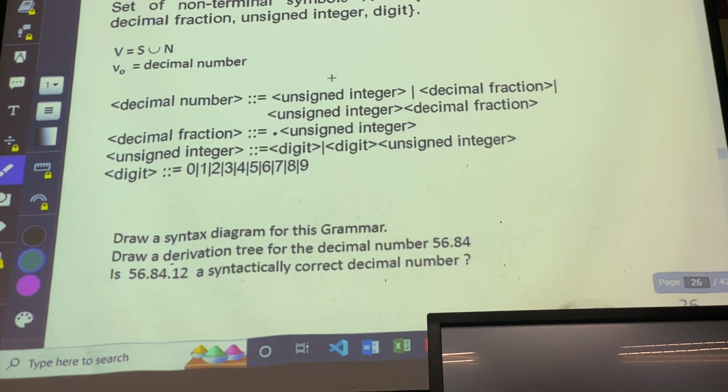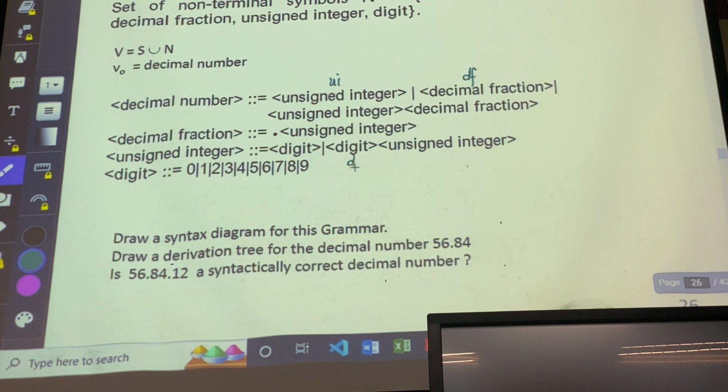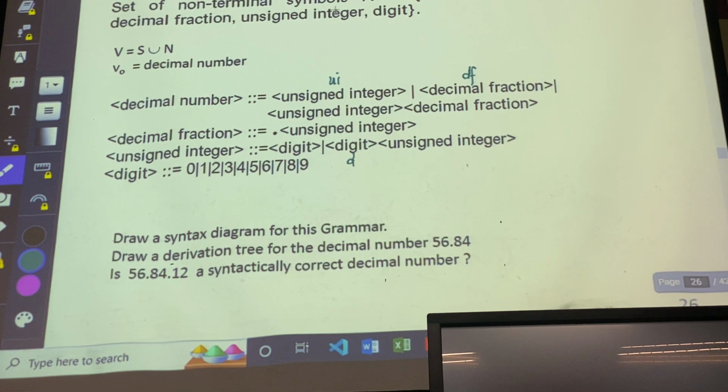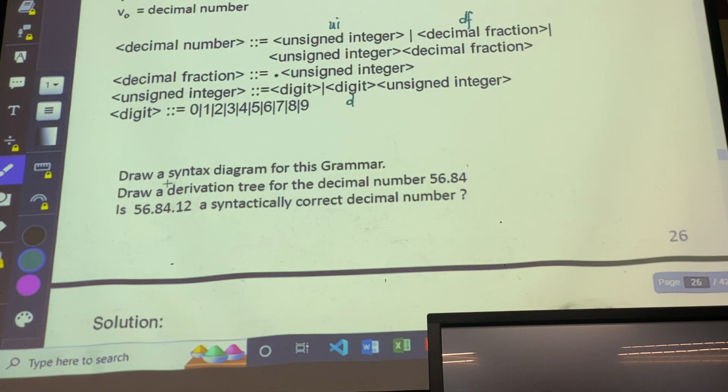So we will use the symbol to represent this, UI for this, DF, and digit. So we will use this when we draw the diagram. They ask you to draw a syntax diagram for this grammar, and after that draw a derivation tree to determine whether this is a syntactically correct decimal number or not. This is what I said just now. You pass through the tree, you can determine this is grammatically correct or not. Okay? So we will draw the syntax diagram first.